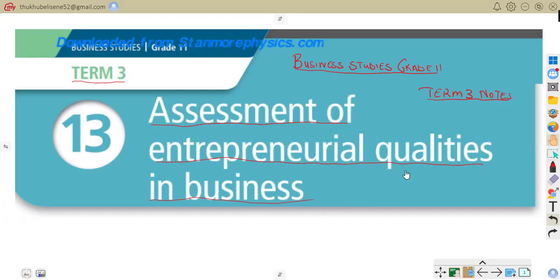So we are still on Business Studies Grade 11, Term 3 notes. As you know very well, we are under the chapter called Assessment of Entrepreneurial Qualities in a Business. In this presentation, we are going to look at the assessment of a business against the qualities of an entrepreneur. We are also going to talk about key factors in a business, areas of improvement, and lastly, strategies that can be used to ensure that they remain profitable and sustainable. So without wasting much time, let us get into the business of today.